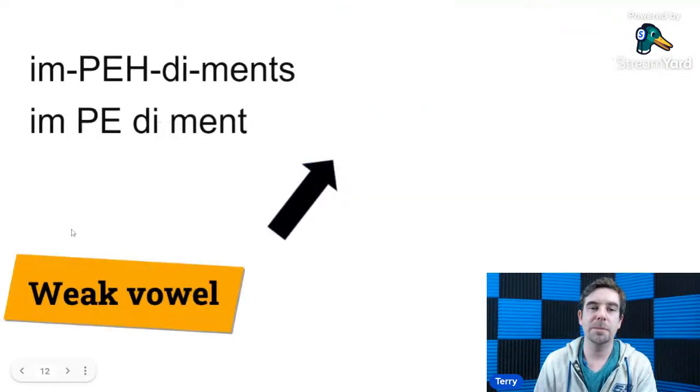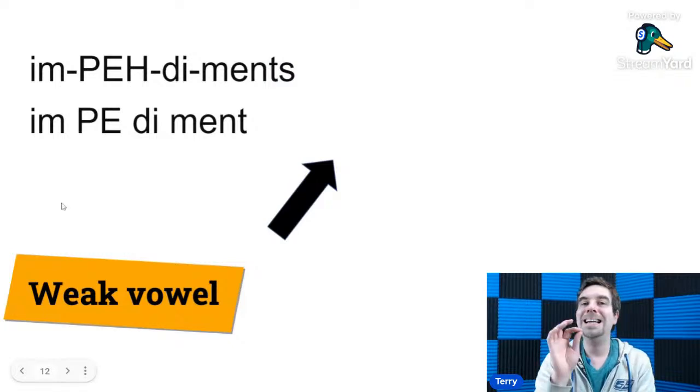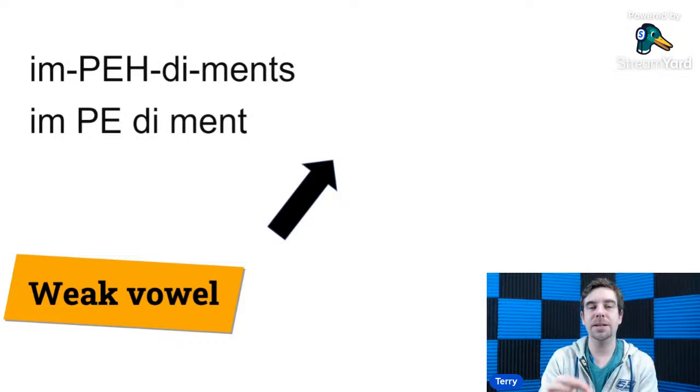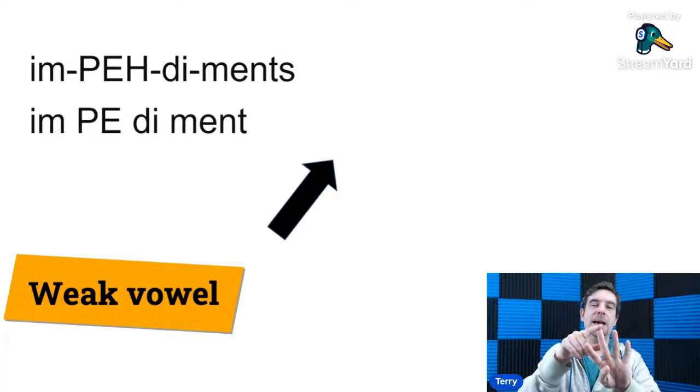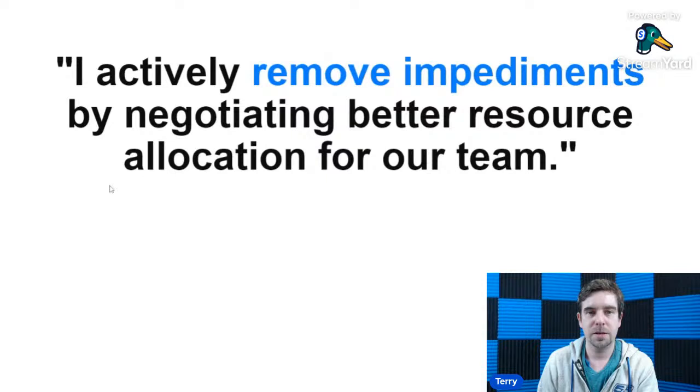But let's look a little bit at the pronunciation. So impediments. It's imped. Is that 4 syllables? Impediments. The last one is the weak vowel. Impediments, right? So to remove impediments. All right.